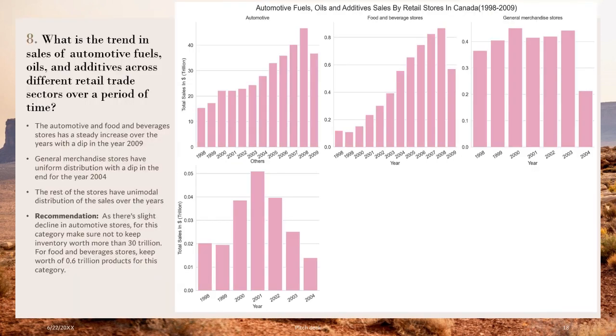Analysis: what is the trend in sales of automotive fuels, oils, and additives across different retail trade sectors over a period of time? The automotive and food and beverages stores have a steady increase over the year with the dip in the year 2009. General merchandise stores have a uniform distribution with the dip in the year 2004. The rest of the stores have a unimodal distribution of the sales over the year.